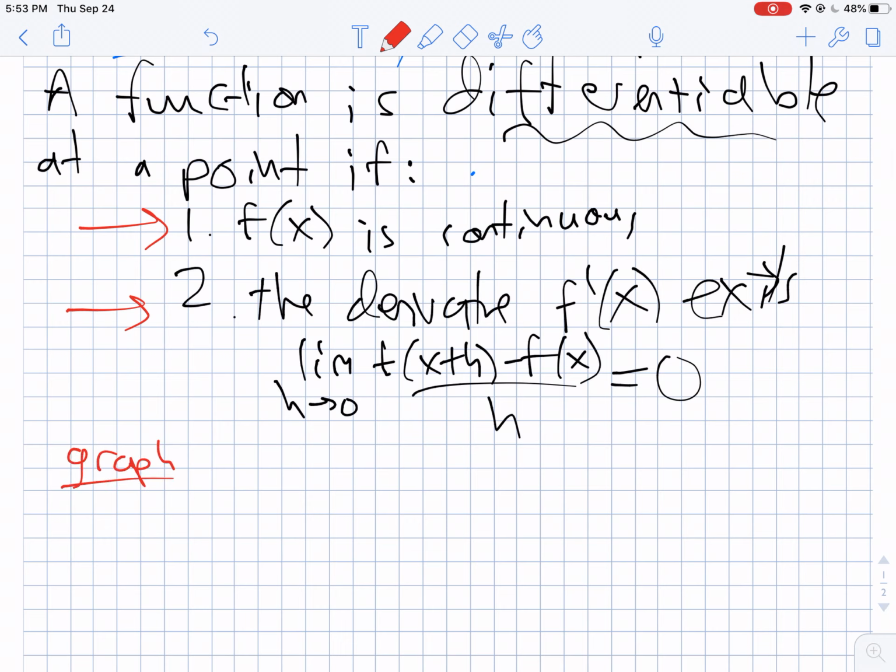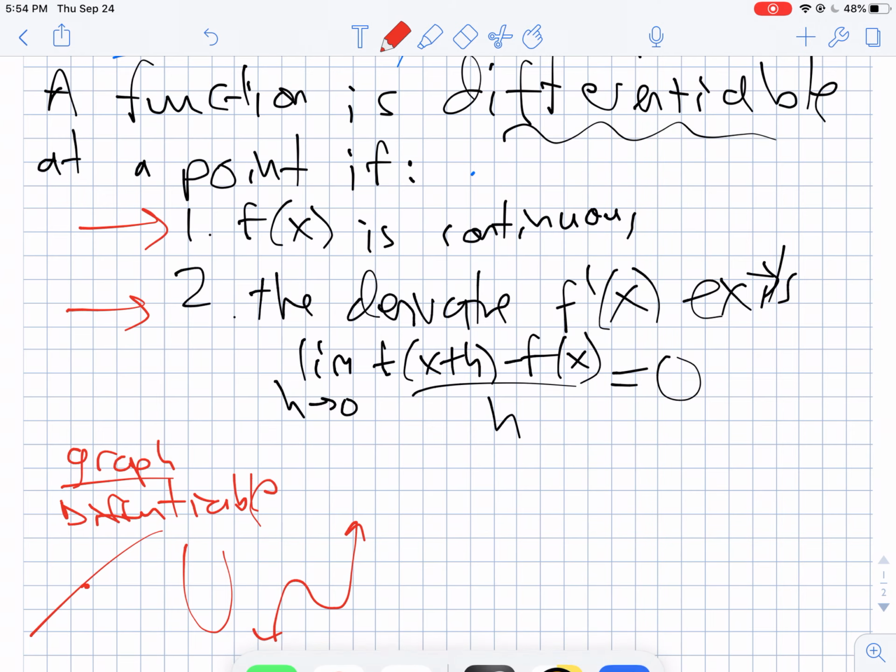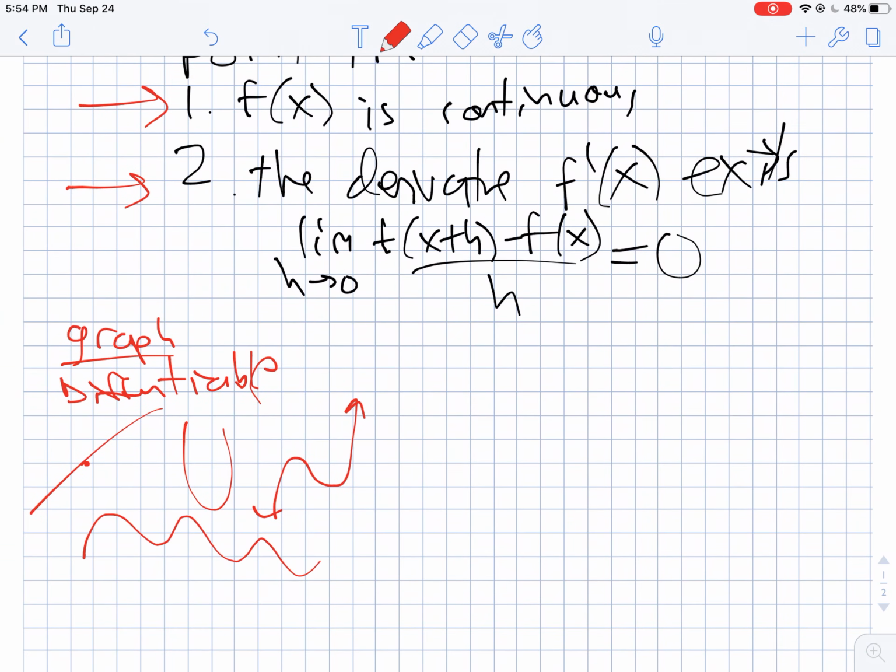Some things that are differentiable are functions that you're familiar with, right? Like a line. If you think of a line, it's a continuous function. If you look at any given point, you can take a derivative. Same with a parabola or something with some wiggles, or a sine graph. These are things where the derivative always exists at any given point. They're continuous functions.